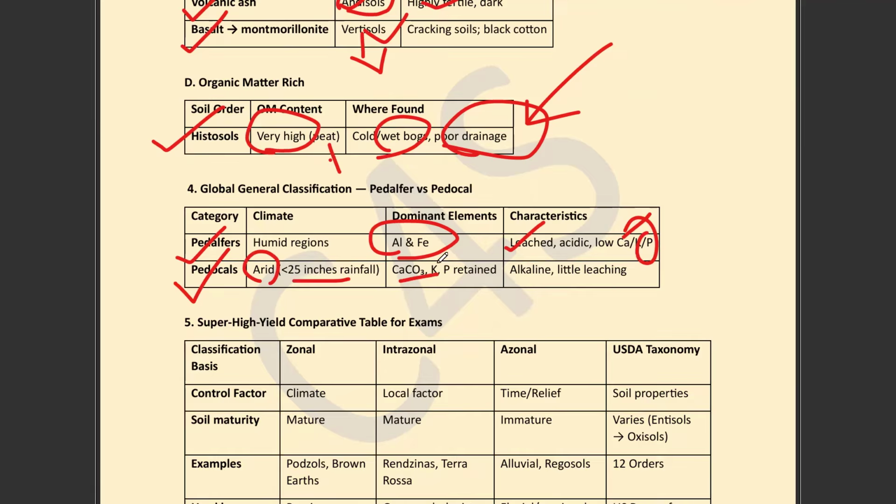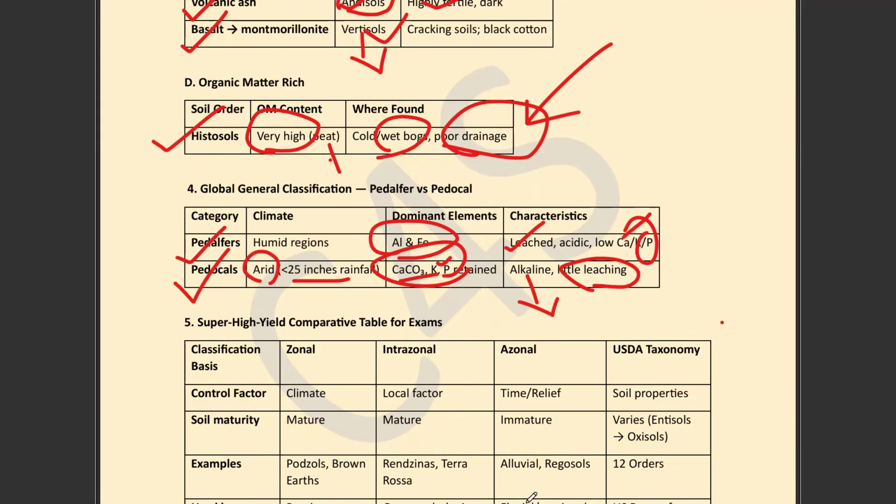Calcium. What are the dominant elements that are retained? Your potassium and phosphorus are retained. And what are the characteristics? There is little leaching, but the soil is alkaline in nature because of the presence of all these salts.